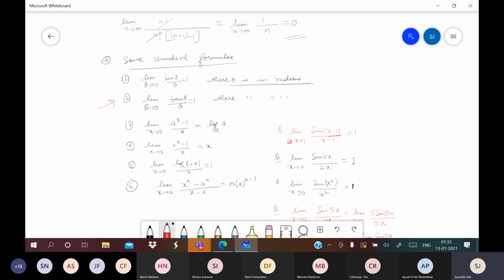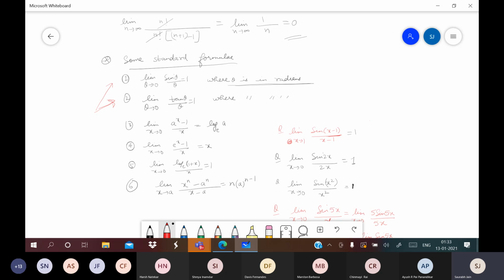Second one, tan of the angle and the denominator should be same. Both should be in radians, should be tending to 0. Its answer is also 1. So just like we have discussed sine theta by theta, similarly the result is tan theta by theta. This is also 1. Try to understand the concept.